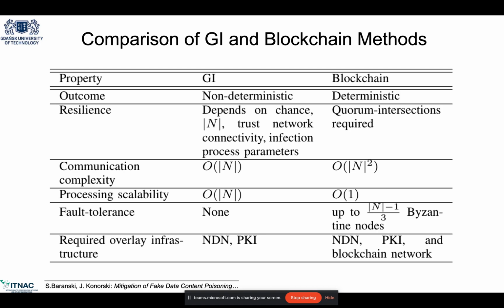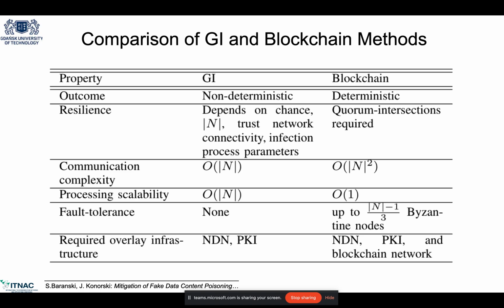If we compare the blockchain-based method with the earlier proposed graph infection method, we can notice some improvements. First, we have outcome determinism, which means that a publisher with sufficiently many proof-of-time claims is certain that his or her content will be authenticated, as guaranteed by the safety property of blockchain consensus. While an outcome of the graph infection algorithm in general depends on chance.